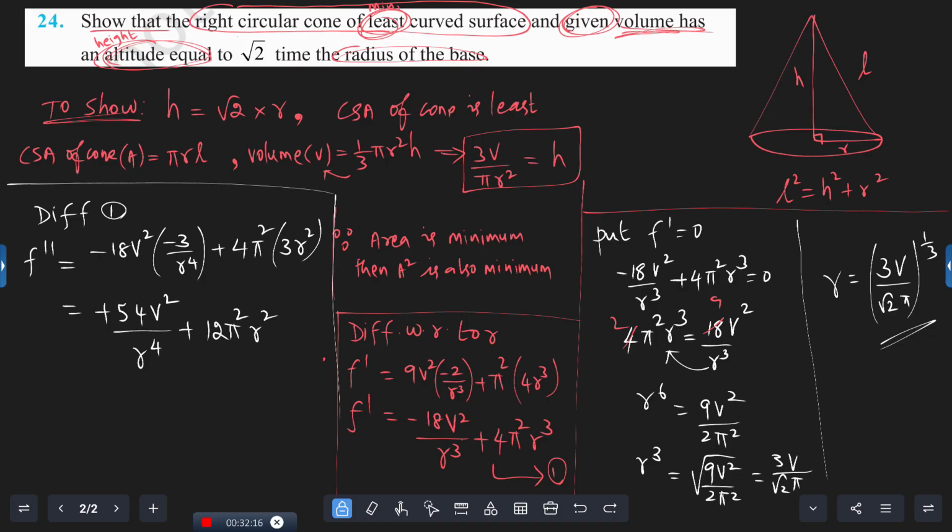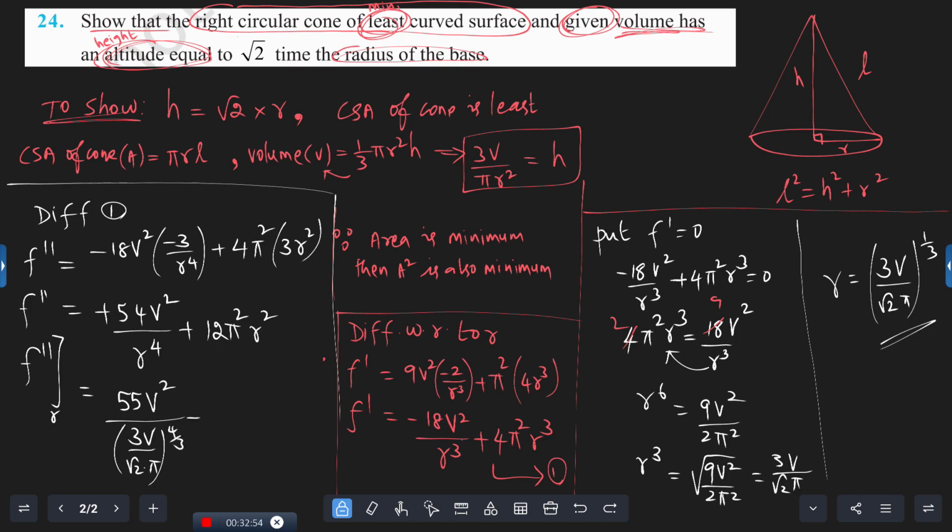Listen carefully. The r value here we have. Take the r value and substitute it there. When you substitute, you just see. This is f double derivative of r, which is equal to 54 v square divided by, what is the r value, 3 times v divided by root 2 times pi, sorry, pi not r, whole power 1 by 3. Here we have power 4 now, so 4 by 3 you will be getting.